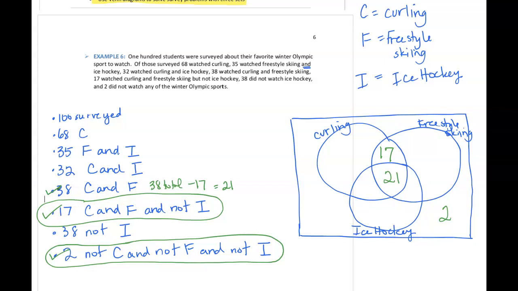Let's try to find another statement that is very specific about 2 sets. 32 people like curling and ice hockey. Find where the curling set and ice hockey set overlap, and that would be these 2 spaces. They have to total 32. However, remember 21 is already listed. We're going to take our 32 total and subtract the 21 that's already shown, and we end up with 11 that goes in that space.